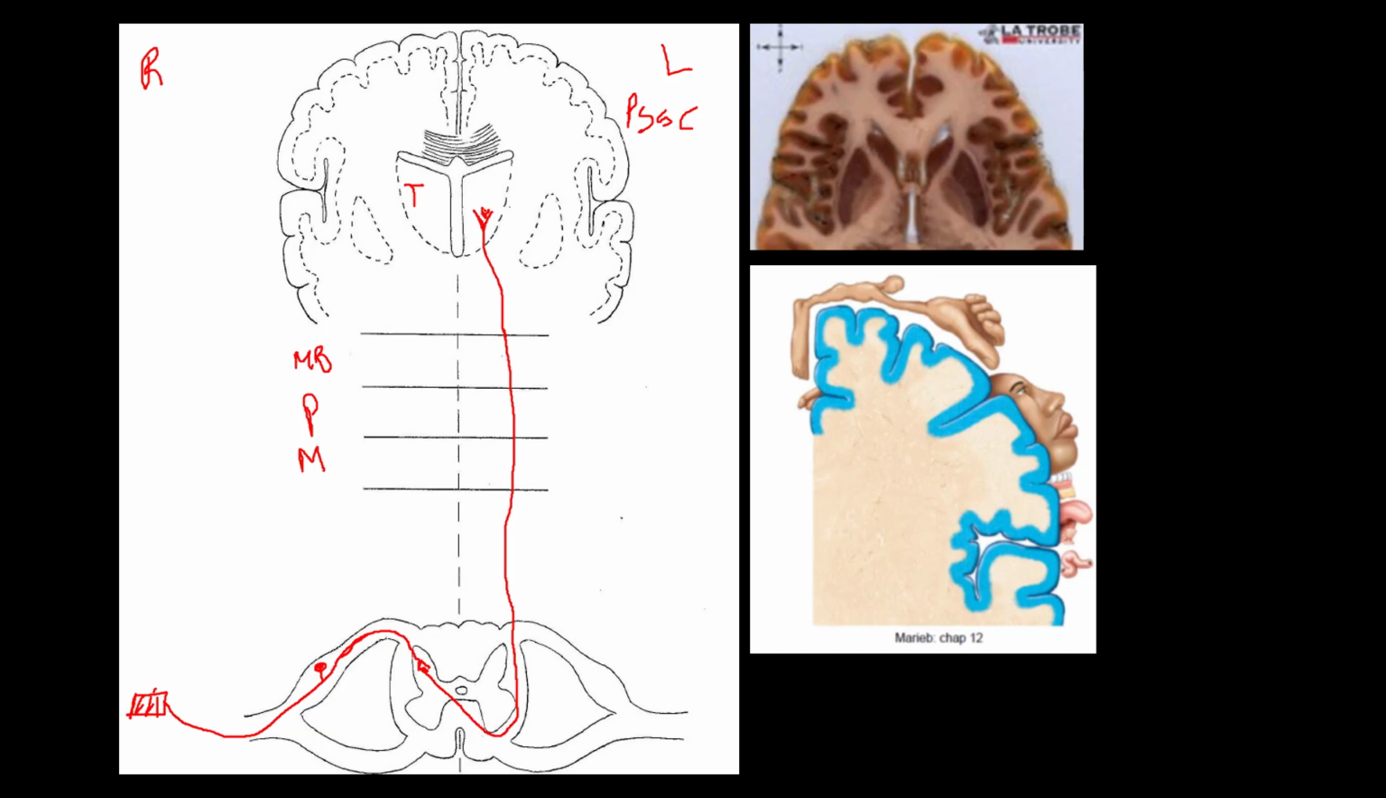Now the third order neuron is the one that carries the sensory perception to the brain, so therefore it travels to this aspect here. Now if you note, at the termination of the pathway that I've drawn here, I've taken this pathway into the medial aspect of the primary somatosensory cortex.